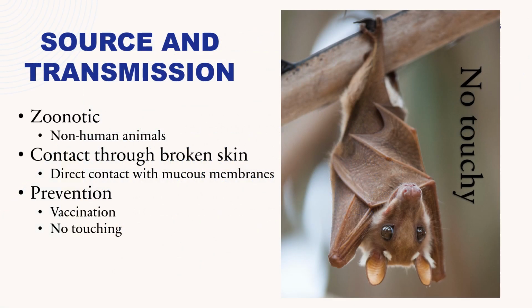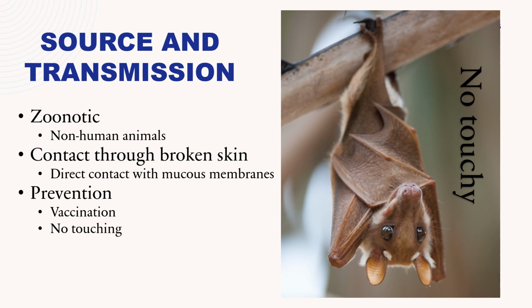Rabies source and transmission. The source of rabies is considered zoonotic, meaning that the virus originates in non-human animals. This includes, but is not limited to, dogs, bats, raccoons, skunks, and foxes. Once it is transferred, the virus can then live in humans as a carrier type.